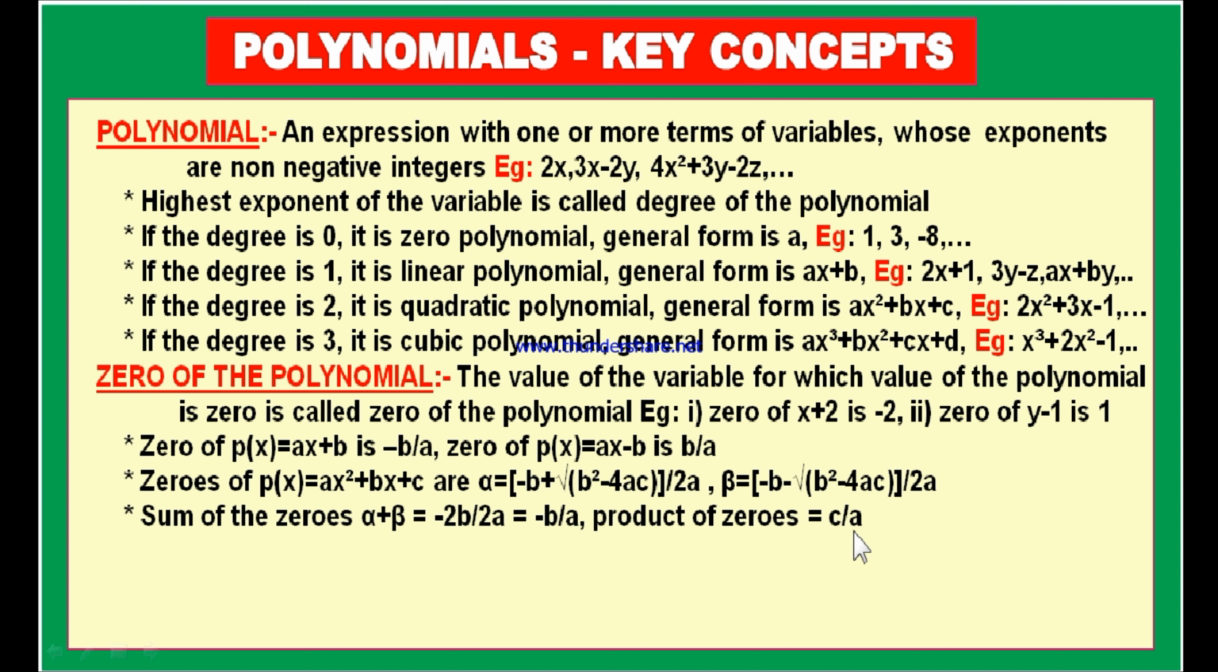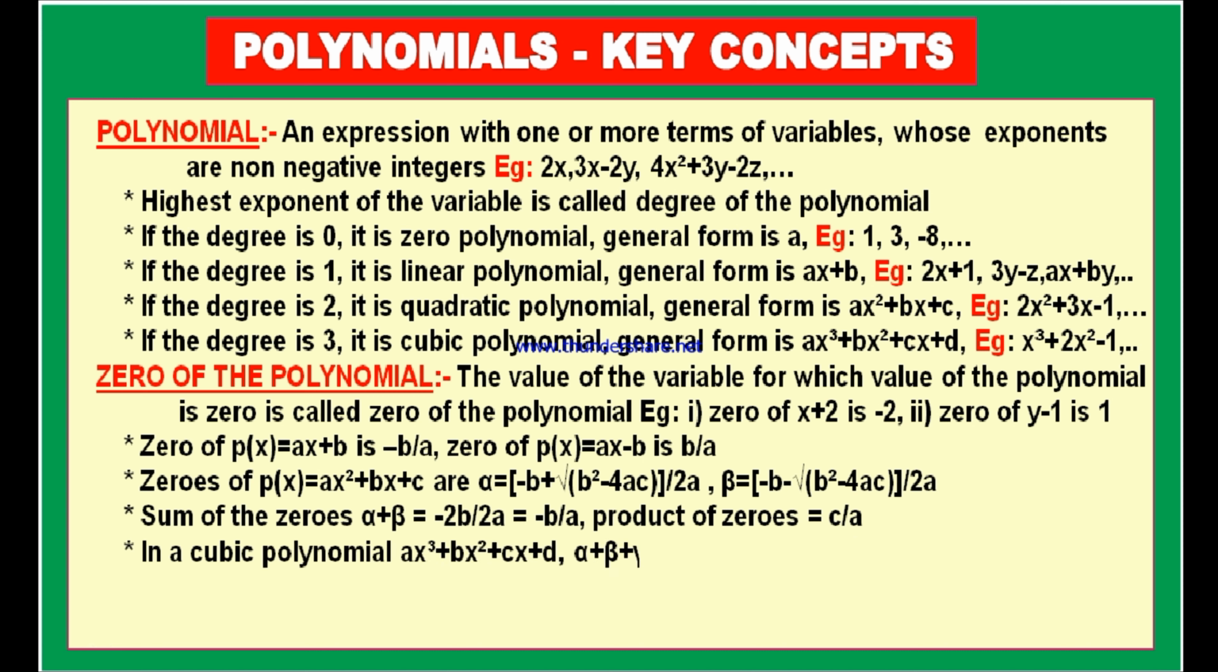And the product of the zeros formula is c by a. If you take both alpha and beta, find the product and simplify, you will get this formula c by a. Understood? Then the sum of the zeros of a quadratic polynomial alpha plus beta is minus b by a, and the product of the zeros is c by a. What is a, b and c? A is the quotient of x square, b is the quotient of x, and c is the constant term. So the sum of the zeros is minus of the x quotient by the x square quotient, and the product of the zeros is the constant term by the quotient of x square.